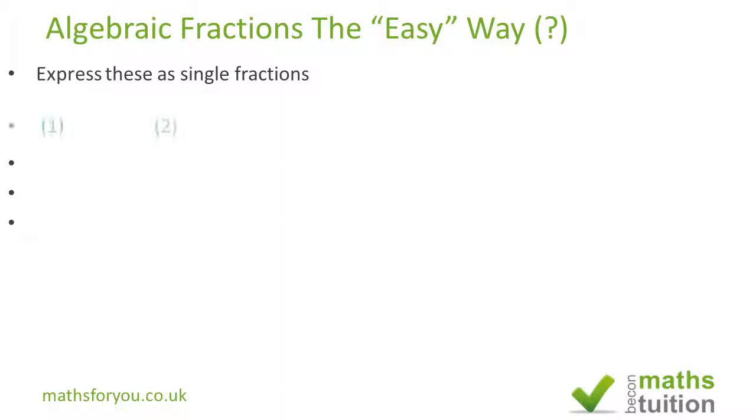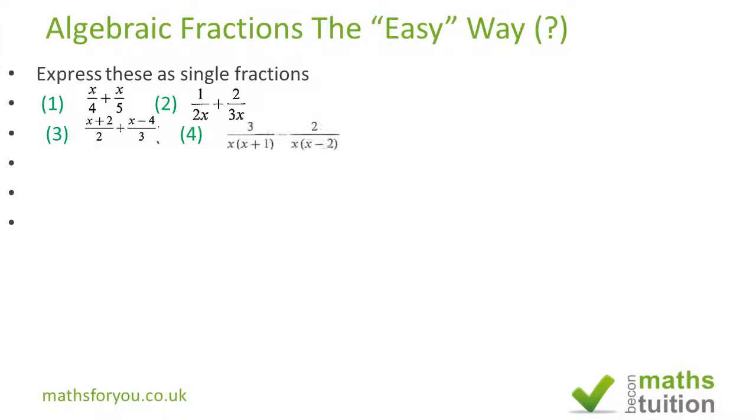Now, the first one says x over 4 plus x over 5. And the second one says 1 over 2x plus 2 over 3x. And the third one says x plus 2 divided by 2 plus x minus 4 over 3. And the fourth one says 3 into x plus 1 minus 2 into x minus 2. Now, question number 5 is on the next slide, and that's the most difficult of the 5.